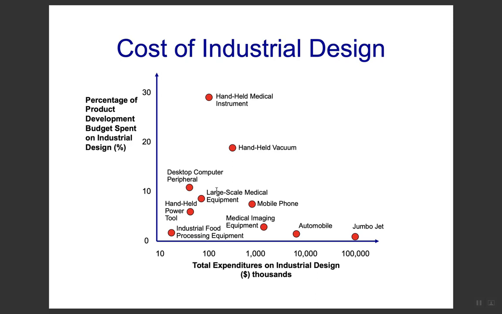And this one, a jumbo jet. The jumbo jet is the highest in terms of total expenditure of industrial design, but the lowest for percentage of product development budget. I think there are not many product development activities in a jumbo jet compared to, for example, handheld medical instruments. But of course, everybody knows, right? The jumbo jet is very expensive. I think it's the most expensive product so far.